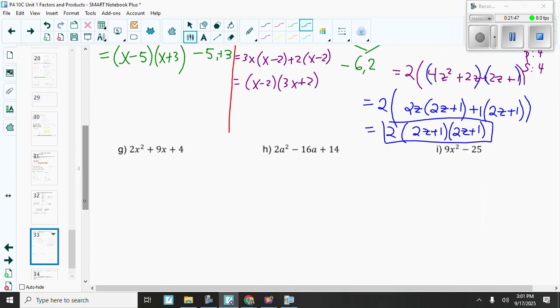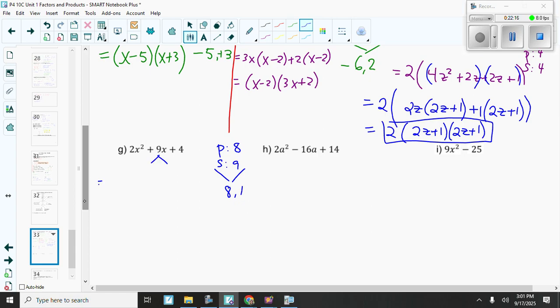Here's another example. First I take it through my greatest common factor filter. There's no greatest common factor, so I can do decomp. I'm going to do product sum: 4 times 2 gives me 8, and I need a sum that gives me positive 9. Just because I'm running out of room, I'm putting my factors down beside here. If I do 8 and 1, when I multiply them together I get 8, and when I add them I get 9.